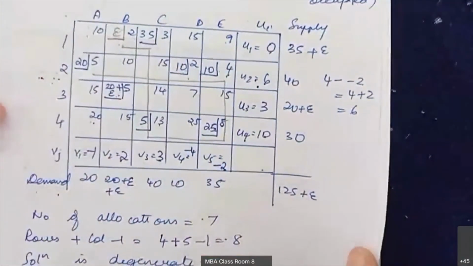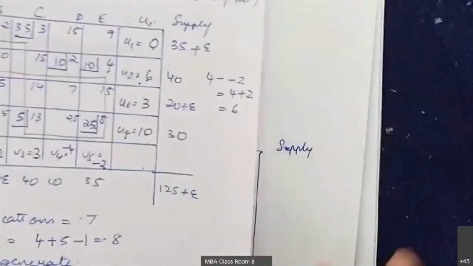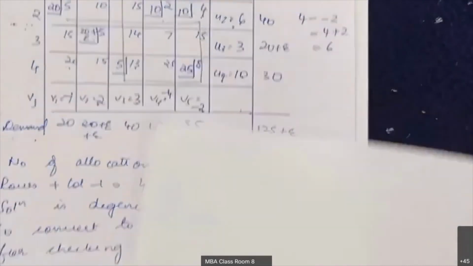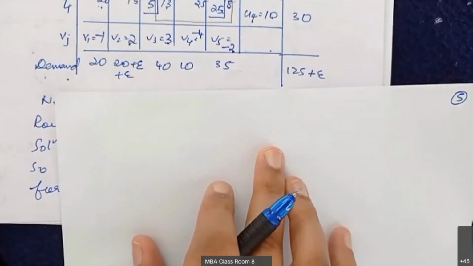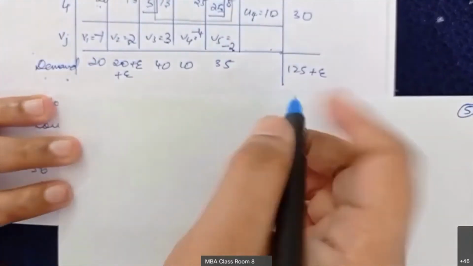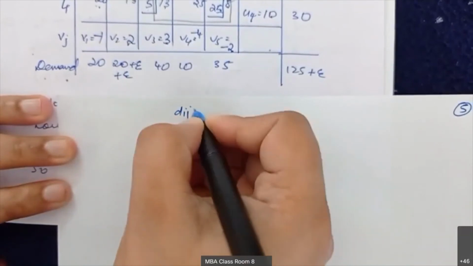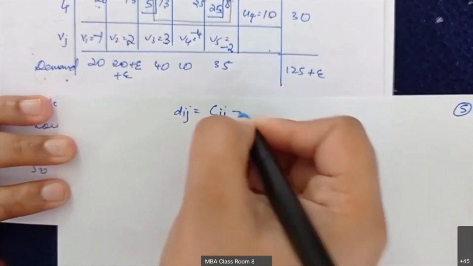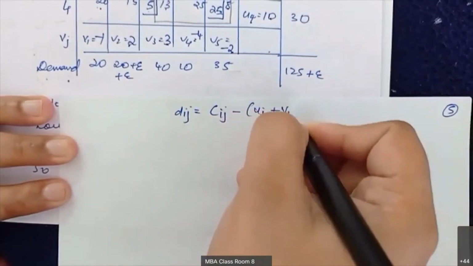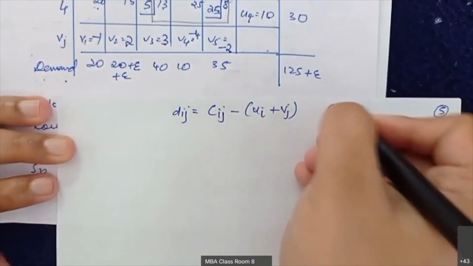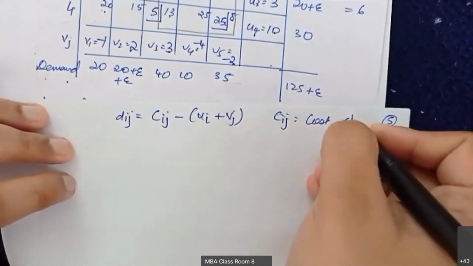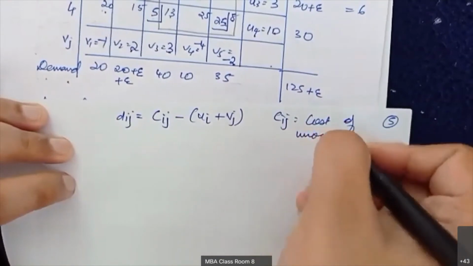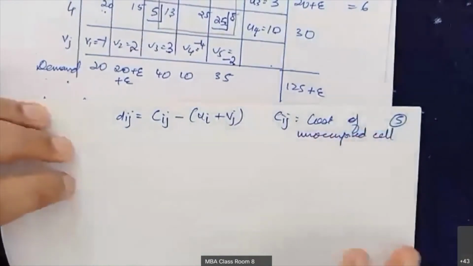Now what I have to do is calculate the value for the opportunity cost. Once I got so much, I will calculate the opportunity cost. Opportunity cost is given by Dij is equal to Cij minus of Ui plus Vj. In this, Cij is the cost of the unoccupied cell.